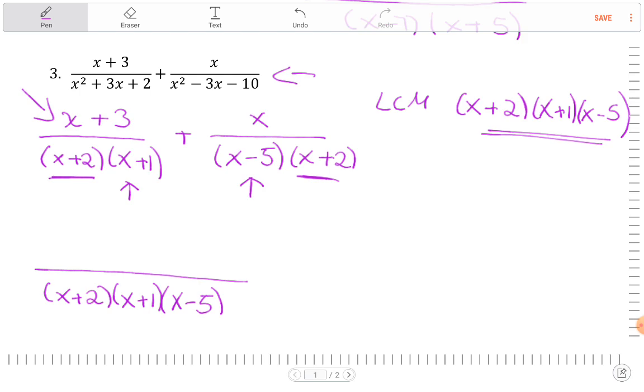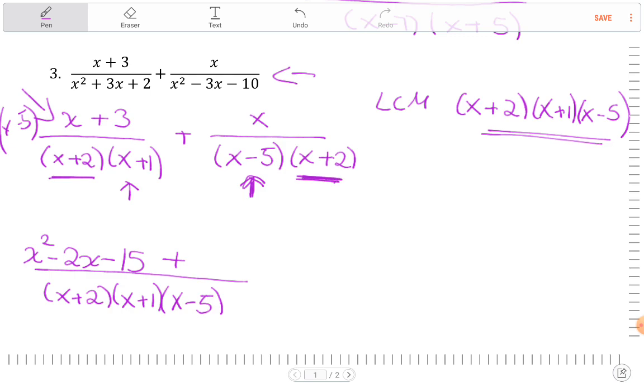Multiplying out the left, I already have the x plus 2. I already have the x plus 1. So the only thing missing that I need to multiply out on this side is the x minus 5. And in this case, x minus 5 times x plus 3 will actually turn into x cubed, negative 2x, and negative 15. And then we're adding. And on this side, I already have the x minus 5.